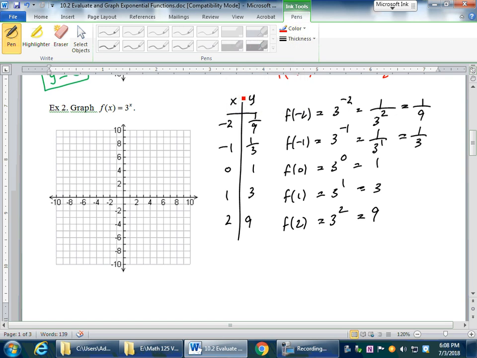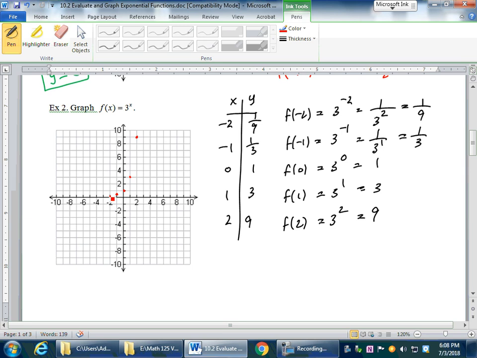So let's graph it again. When x is 0, it will be 1. When x is 1, y will be 3. When x is 2, my y will be 9. And when x is negative 1, it will be 1/3. And then when x is negative 2, it will be 1/9, so very close to the axis.